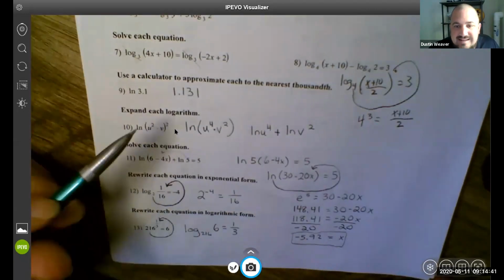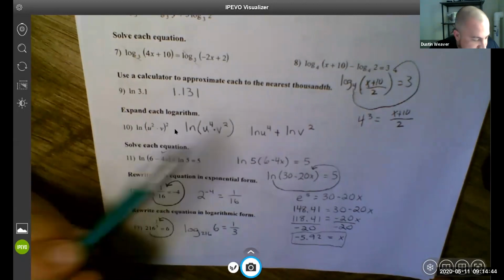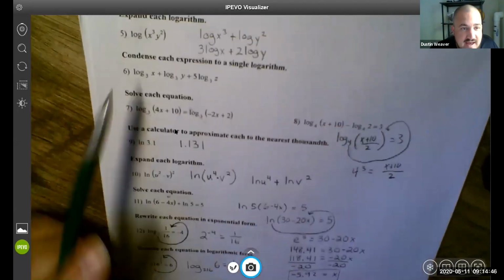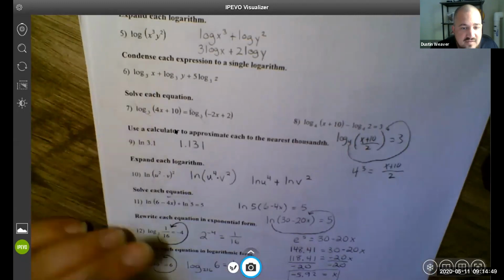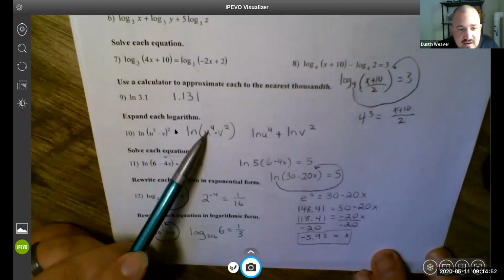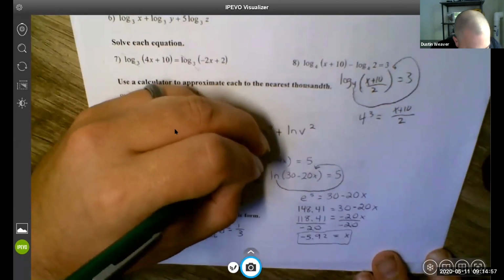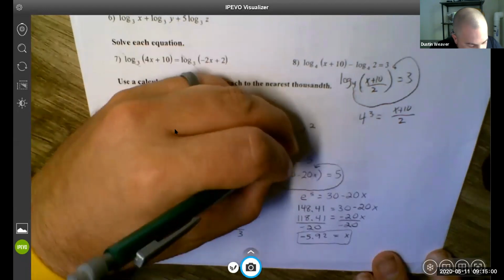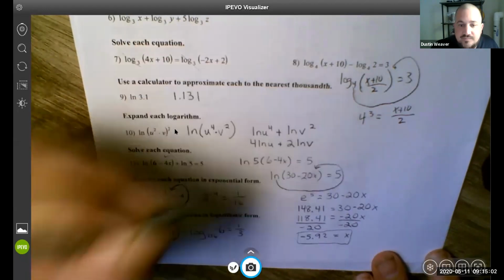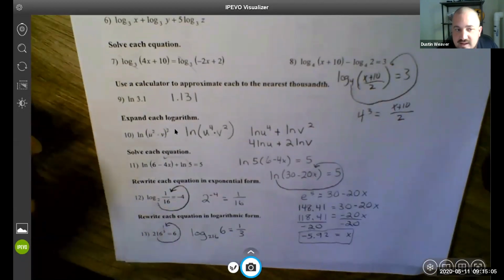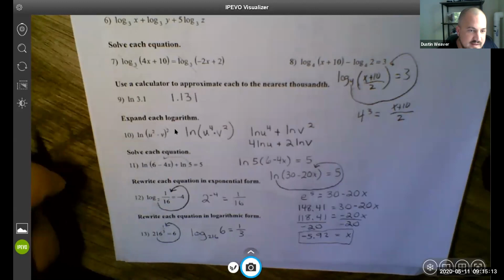And when you're expanding, you cannot have exponents. You need to have a number in front. And look, if you look back at number 5, it's kind of the same thing in number 5, except down here in number 10, we're looking at ln. So we want to move the number in front. So we want to say 4 ln of u plus 2 ln of v. And so we've moved the number in front in both of those. We've expanded the logarithm. All right, so 4 ln of u plus 2 ln of v. That's number 10.